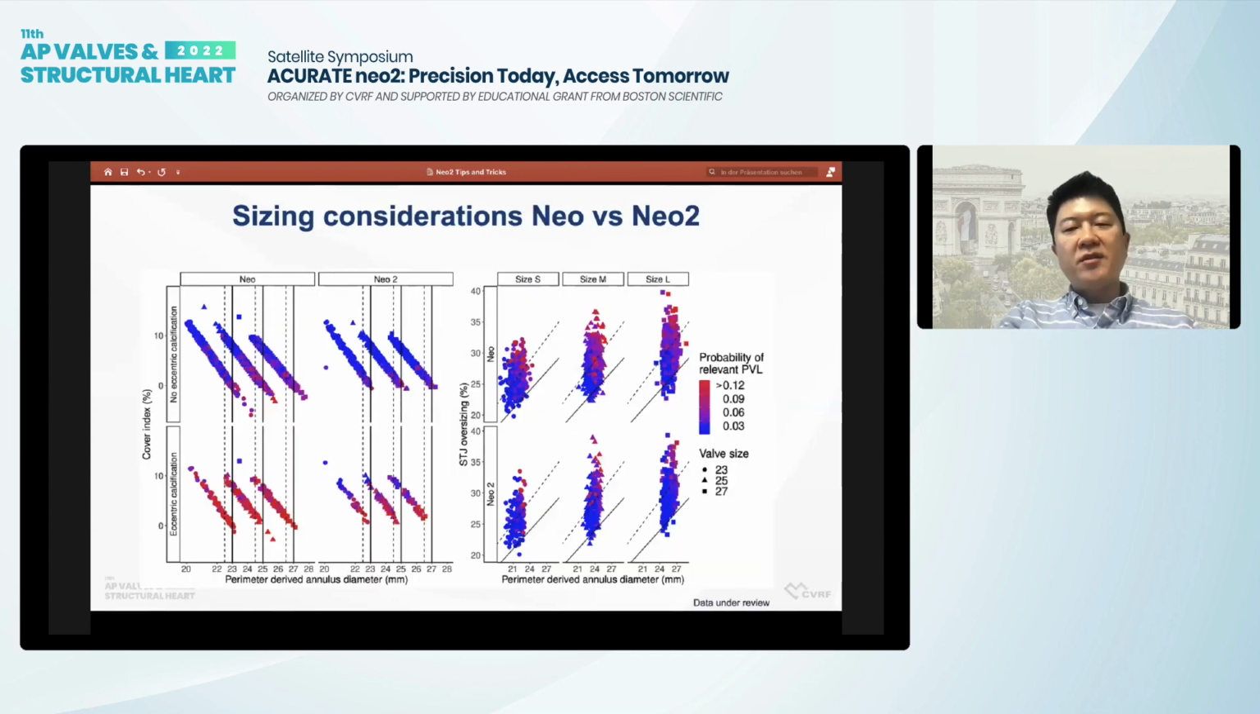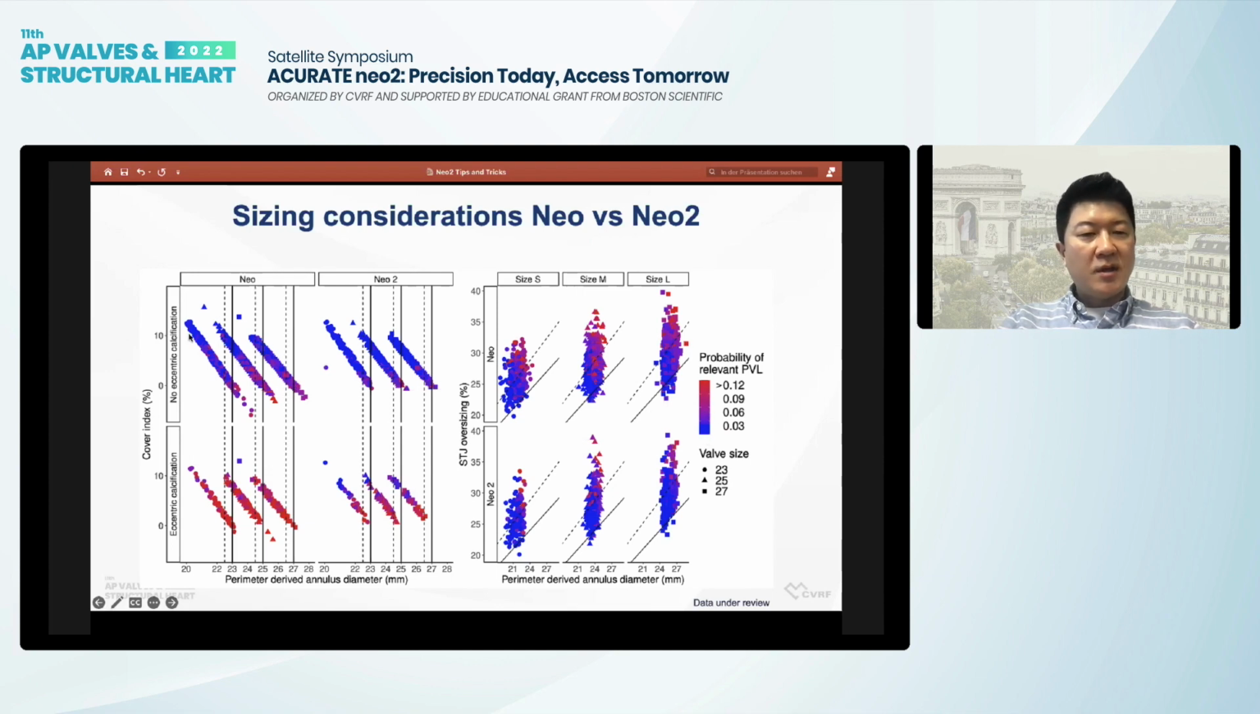This is a very recent analysis that we did, a sub-analysis of the two-center registry with 2,800 patients. You recall it, 2,000 Neo patients, 800 Neo2 patients, and this is a little bit busy, but I think it's worth it. It's just under review in JACC Interventions, and here you see on the left-hand side, please only focus on this left-hand side panel. Here you see the sizing considerations of the Neo, so the first generation.